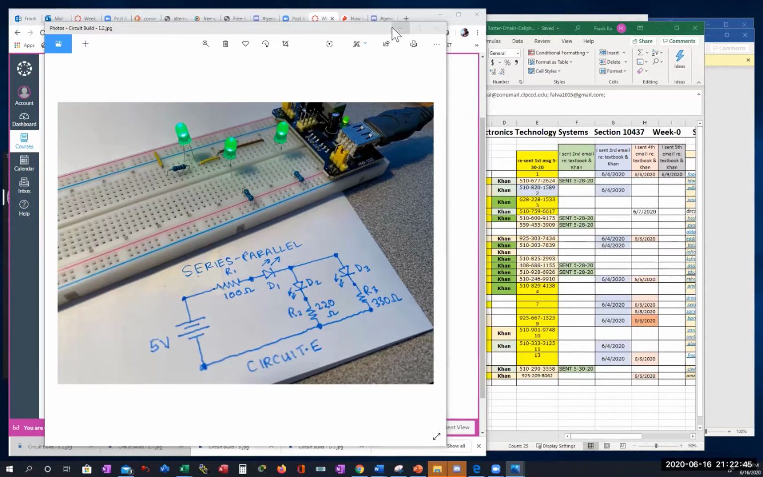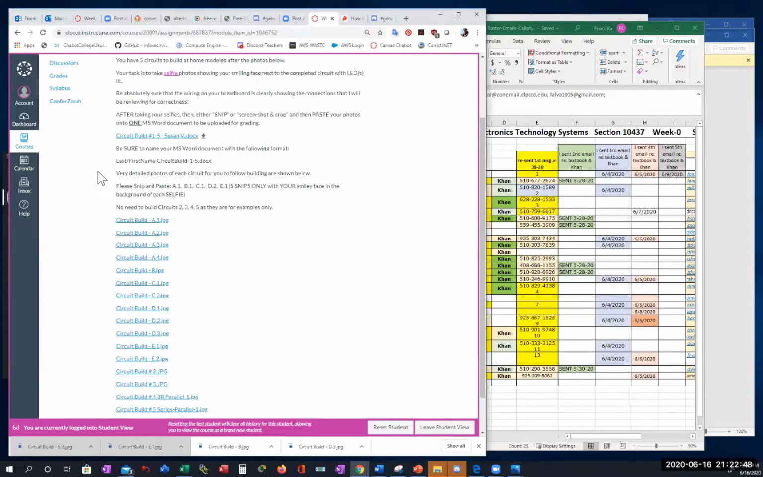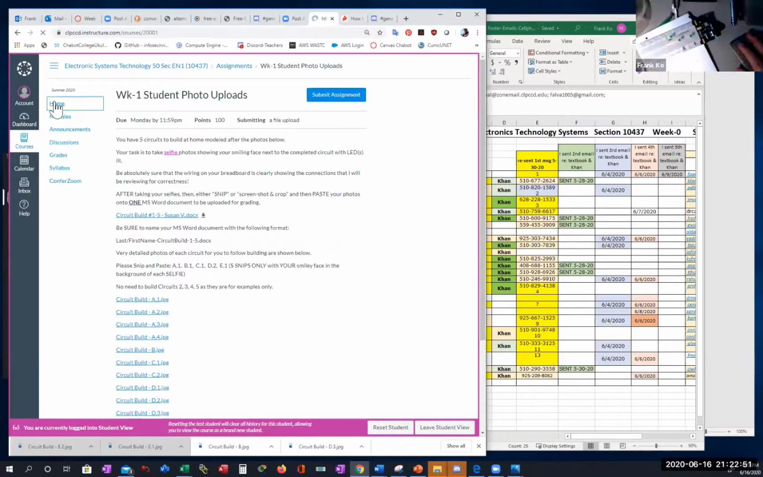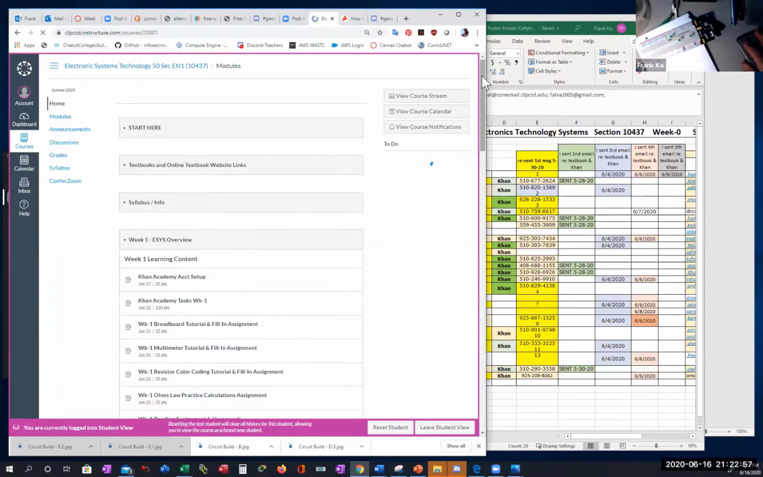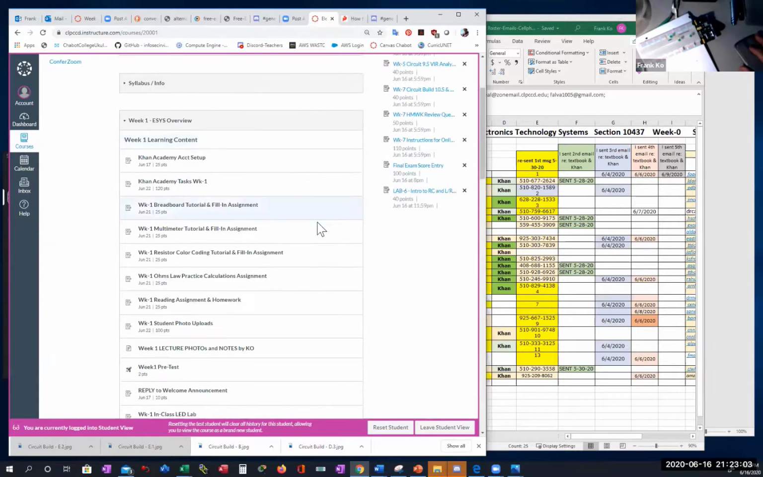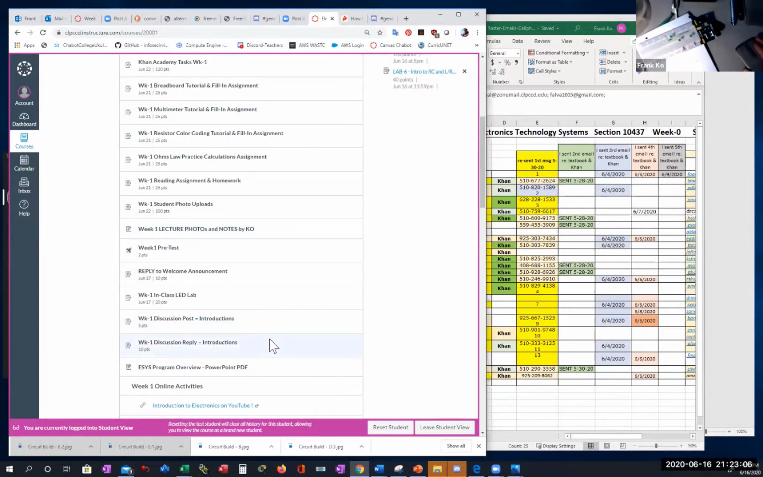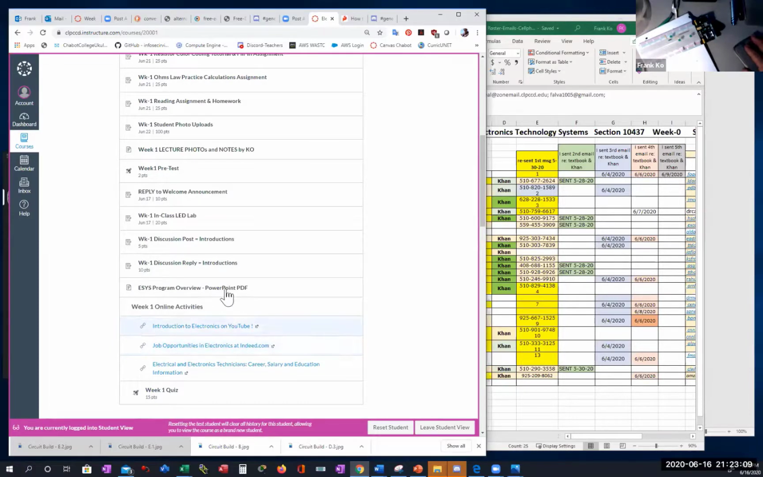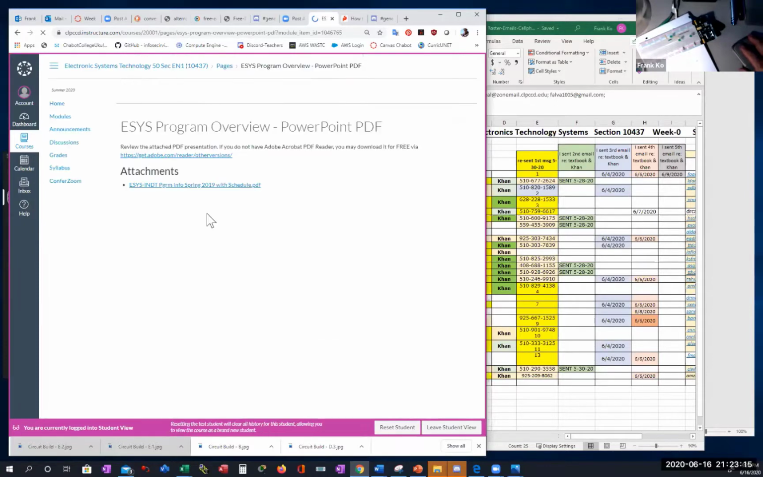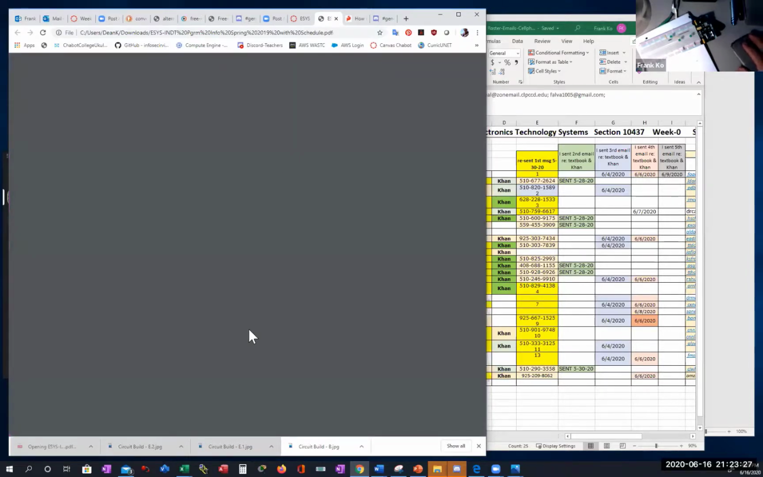Okay. On Canvas, I see that there's a pretest and a quiz. When are those due? Okay, so the pretest is not scored, it doesn't count for a grade, but you want to participate in it because there's some information in Canvas in Week 1 where you can find the answers. And some of the answers are found right here in the program overview PowerPoint. Some of the questions do come from here, and this PowerPoint gives you 16 slides encapsulating what is ESYS, what are some of the things that you're going to find in ESYS.